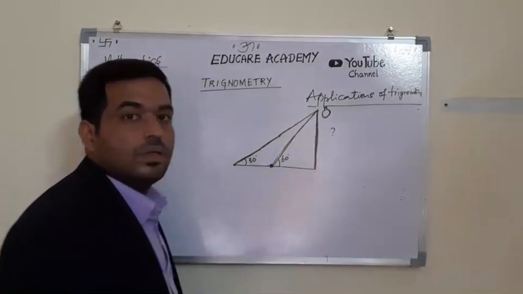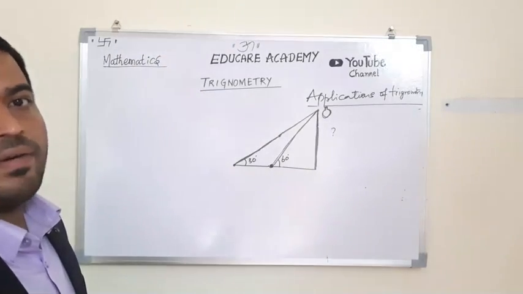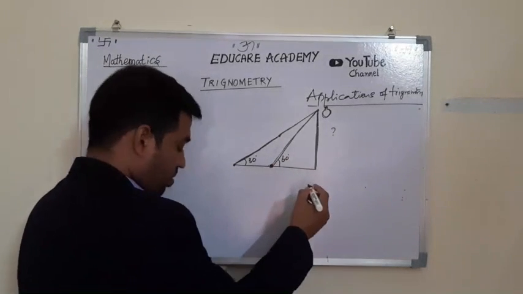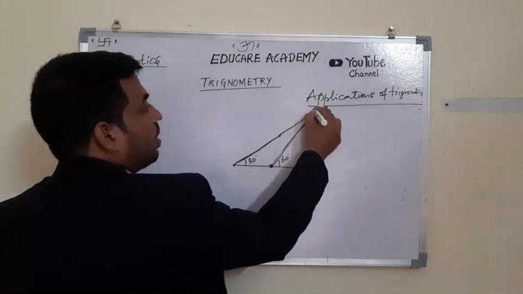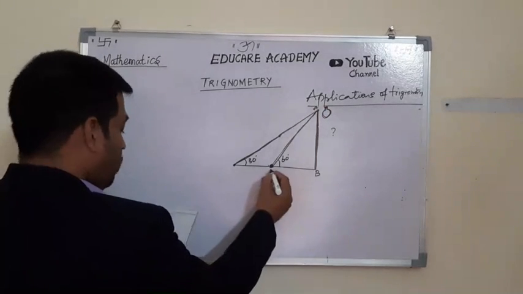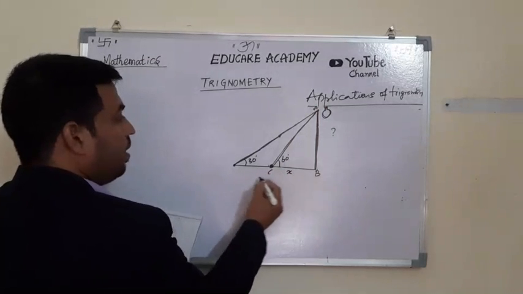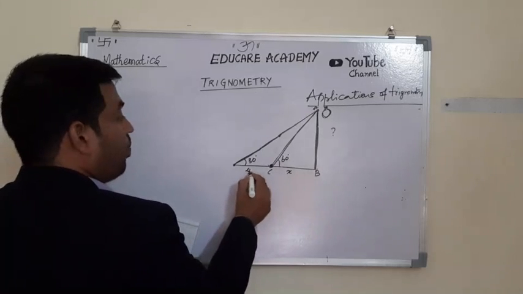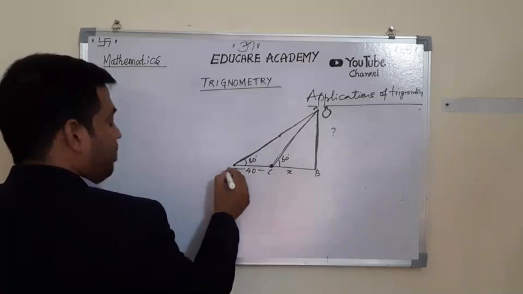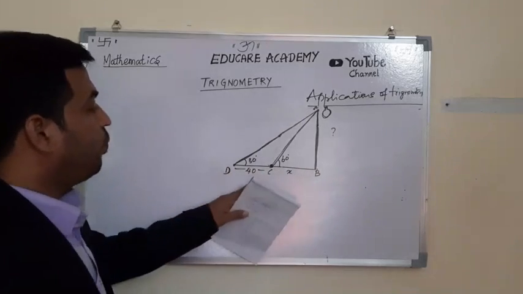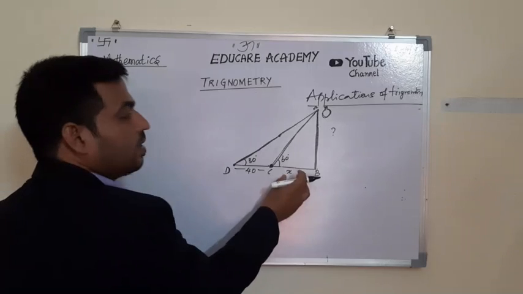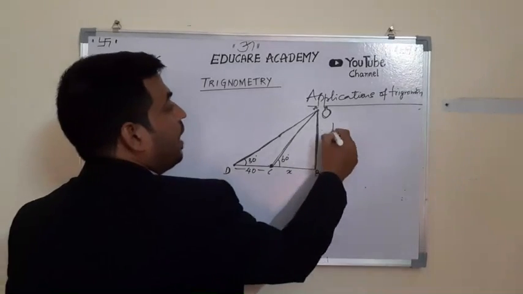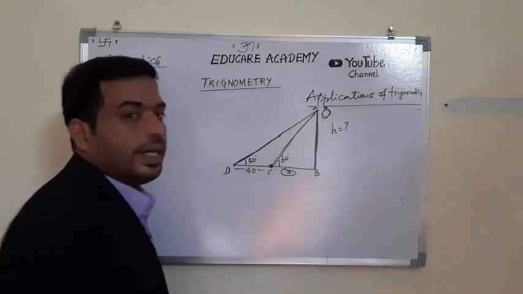Now a pole is standing at some point of the day. We observe that the shadow of the pole is here. Let us take the pole as AB. The shadow of the pole is BC, say X. At some point of time, with the angle of elevation, the shadow is 40 meter more than the earlier. So let us take this as D. So 40 meter more than the earlier. Earlier was X, so 40 meter more than that means X plus 40. So we have to find out the height of the pole and this X shadow also.